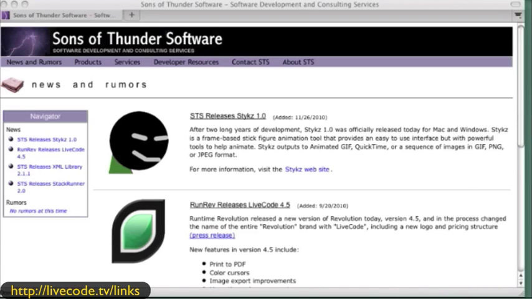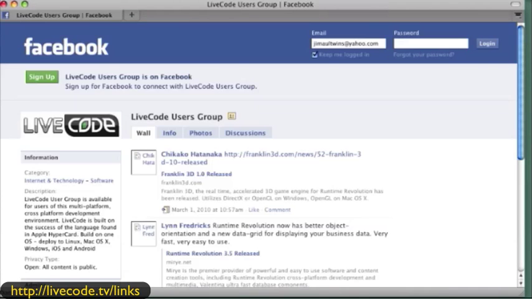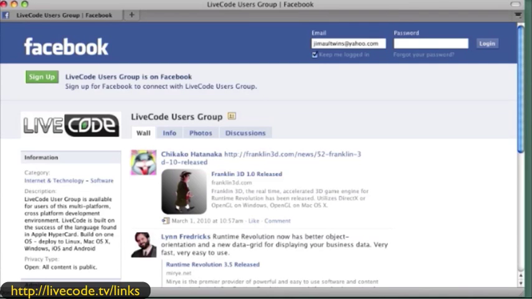Okay, Sons of Thunder. This is Ken Ray, a great resource. He's got really good stuff for people that are trying to solve cross-platform coding and XML and other topics. Here's a group on Facebook, Livecode Users Group. I think it only has 4 members, so that might be something that we start using since it's already there. I think it was started by Lynn Fredericks, but it's a group that hardly anybody knows about.